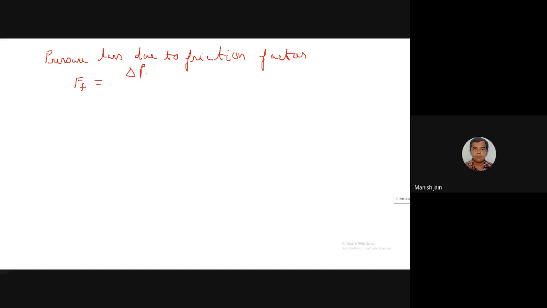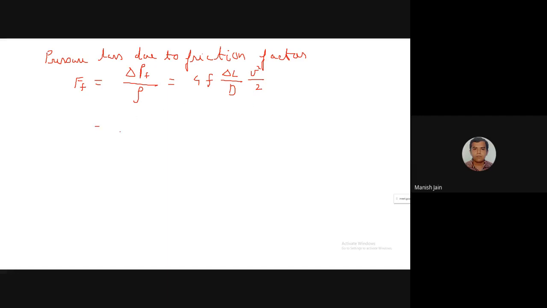This is the pressure drop divided by rho. Rho is the density. That is equal to 4 multiplied by f, where f is the Fanning friction factor, multiplied by delta L divided by D. Delta L by D is the ratio of the length by diameter, multiplied by V square divided by 2. This is the pressure loss due to the friction factor, or you can rearrange this equation a little bit.